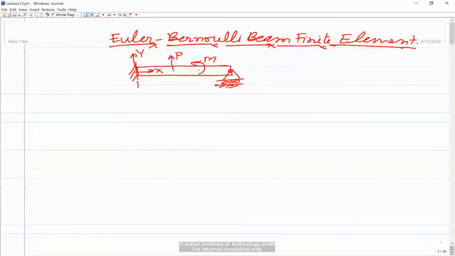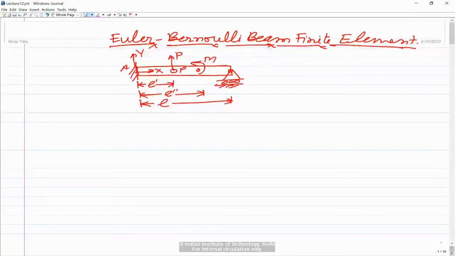Let us say the distance from the left side of the point where P is acting is L dash, the distance of the point where M is acting is L double dash, and the total length of the beam is L. Now for solving this problem, we have a concentrated force at these two locations. One way is that we discretize this beam into three elements. Let this be location A, this point B, this point C, and this D. We take one element from A to B, another from B to C, and a third from C to D.